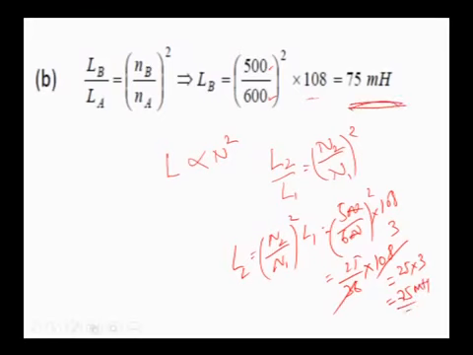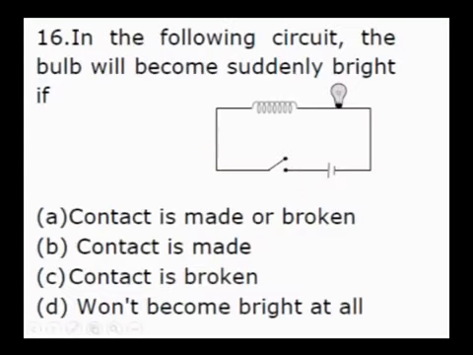This is how you get it. It is based on the direct one, L proportional to N square. There is a circuit here. The bulb will become suddenly bright if... That means if there is a coil connected to a bulb and there is a battery, if you close the key, current will flow through the coil and the bulb will glow.